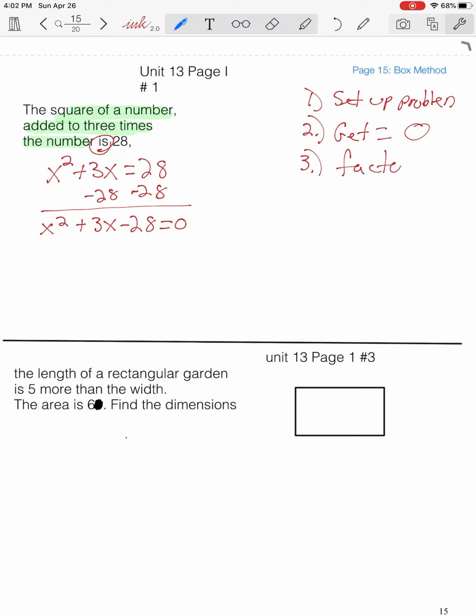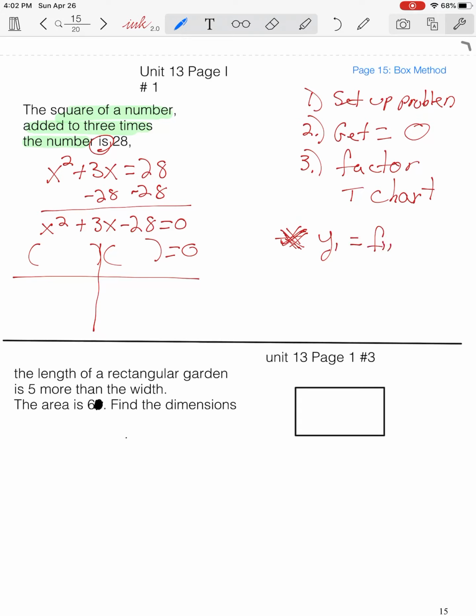My next step is we're going to factor and we're going to t-chart. Now, I know you remember when you factor, we're going to double bubble. It's going to equal 0. And we're going to make a t-chart. But do you guys remember what I taught you? And I'll put a little star over here. What I told you was if you go into y1, find the roots. That's your answers. You don't have to worry about factoring it. You already have the answers.